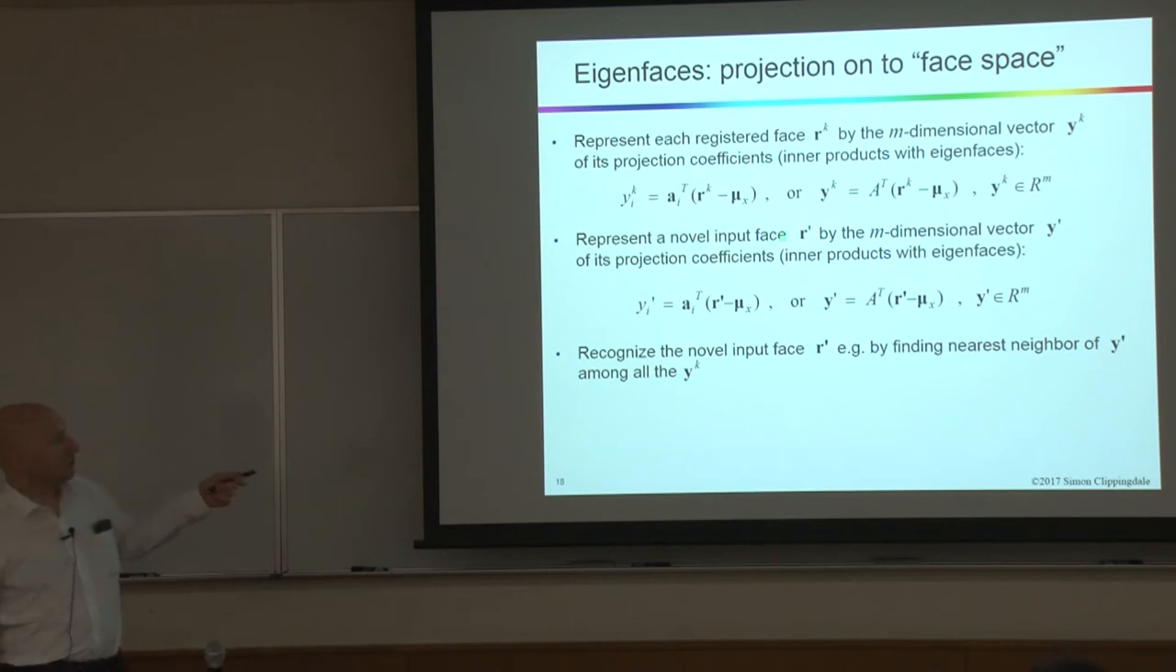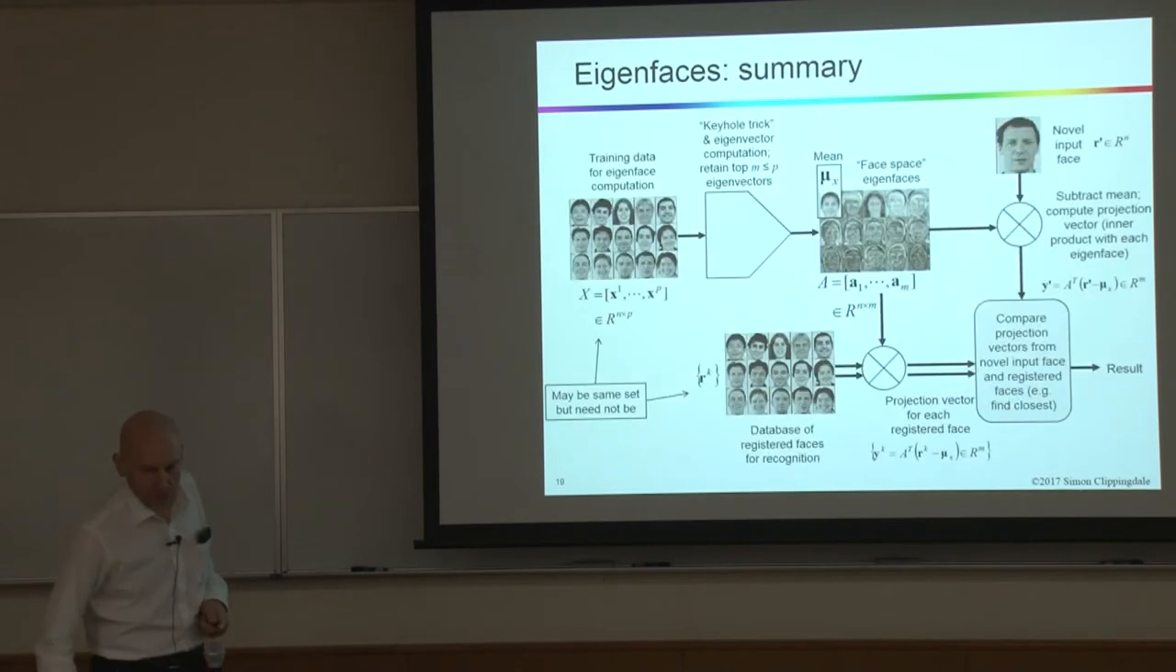So then, given an input face which we want to recognize, do the same thing, extract its feature vector, call it y dash, and then we'll try and recognize r dash, our new input face, by finding the nearest neighbor of our feature vector among all the feature vectors that we extracted from the database vectors. So this is what it looks like in practice. These are often the same set, but they don't have to be.